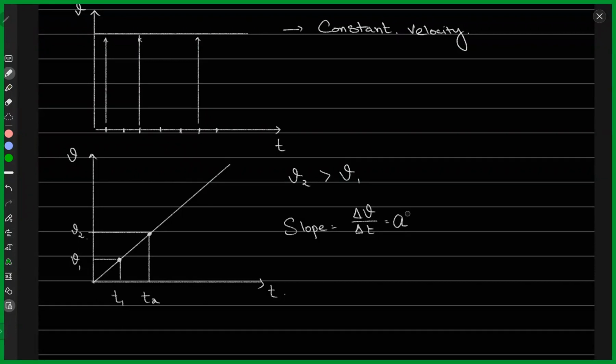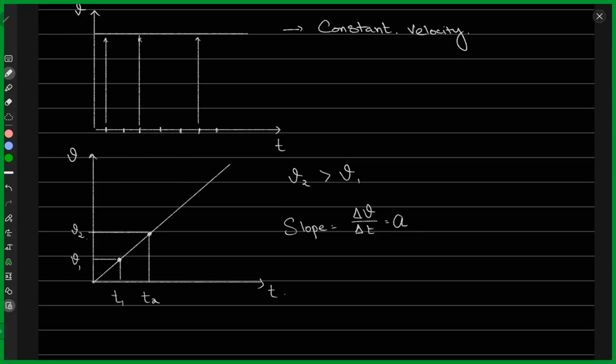So if there is some positive change in velocity as time moves forward, then that means that the object has accelerated due to some force that had acted on the system or on the object. So this means that the slope of velocity time graphs gives you acceleration.